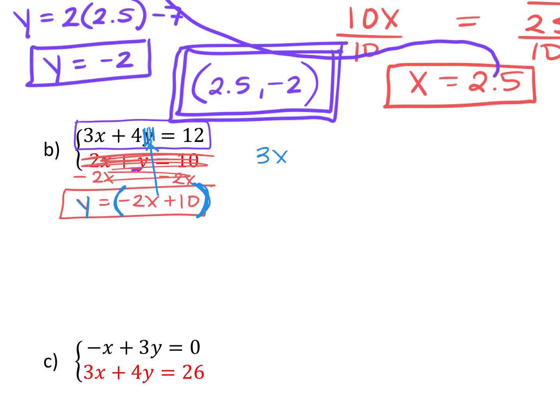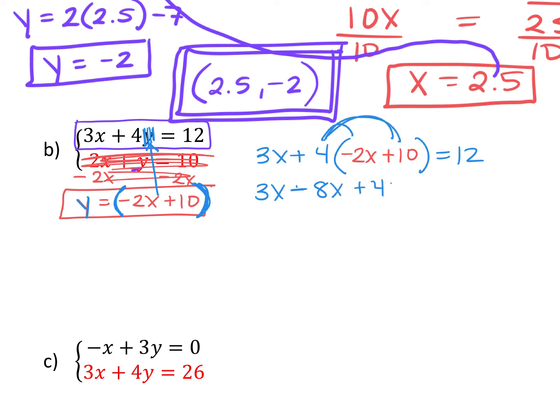So it's going to be 3x plus 4 times negative 2x plus 10 equals what? 12, yes. Okay, so distribute this. You get 3x minus 8x plus 40 equals 12. So you get a negative 5x here. Let's take away the 40 from both sides. So you get negative 5x equals a negative 28. Okay, next step, divide by negative 5.